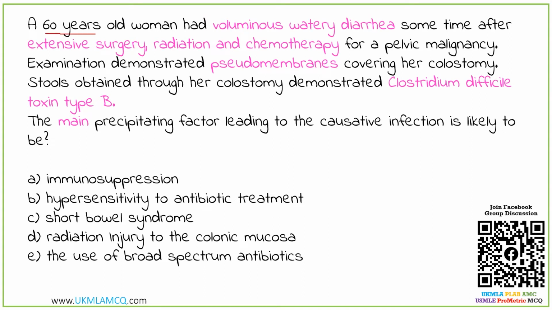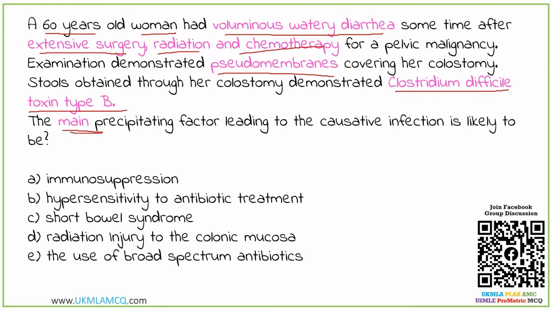Obviously 60 years old woman, she's an elderly person, voluminous watery diarrhea and extensive surgery, radiation, chemotherapy, and the important keyword here is pseudomembranes and Clostridium difficile toxin type B. Identifying these keywords, you may come to the diagnosis, and we asked about the main precipitating factor leading to her watery diarrhea. Before I give you the answer, we'll discuss the case scenario further.